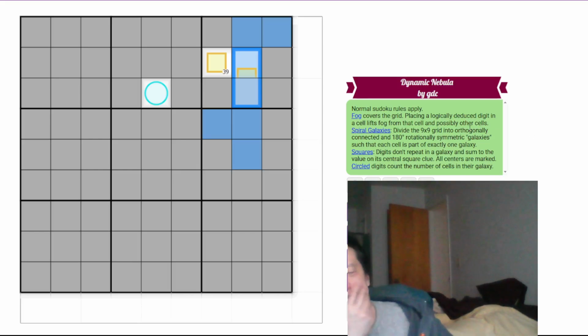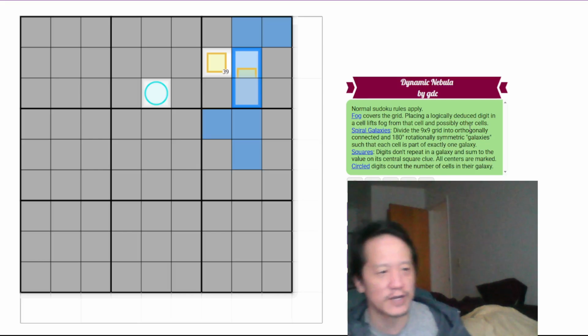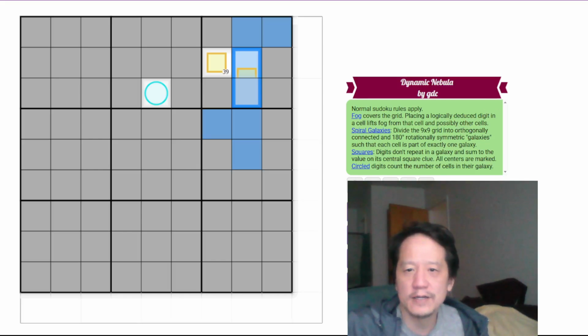Anyways, I hope that was clear about orthogonally connected regions. I wish there was a pithier way of explaining it. There probably is, actually, I'm just not thinking of it right now. But those are all the rules. If you'd like to play along, there's going to be a link in the description.